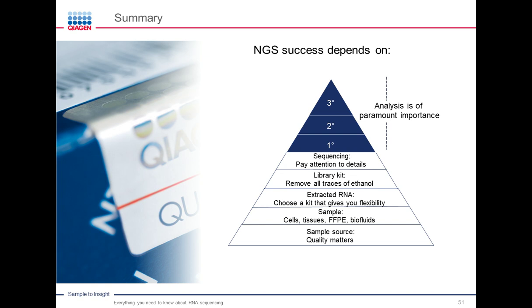Sequencing, pay attention to your details, pay attention to your read allocation, pay attention to your read structure, pay attention to your amount of library that is loaded to your sequencer. And finally, analysis is of paramount importance. You can have the best quality samples, the best isolation kit, the best libraries, and if the analysis is bad, everything is stuck and you can't reach ultimate NGS success. So be sure to perform proper primary, secondary analyses, and also keep in mind your tertiary analyses that enables you to add the layer of biological interpretation.